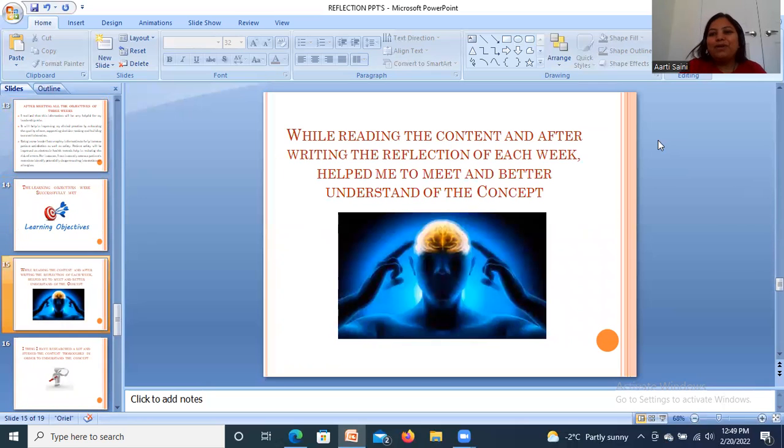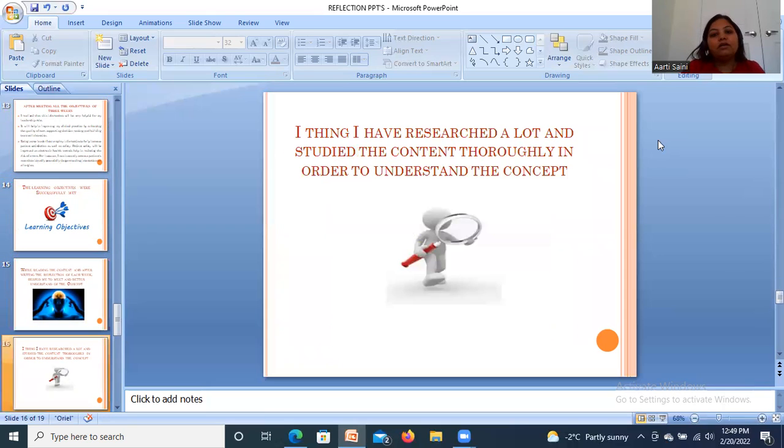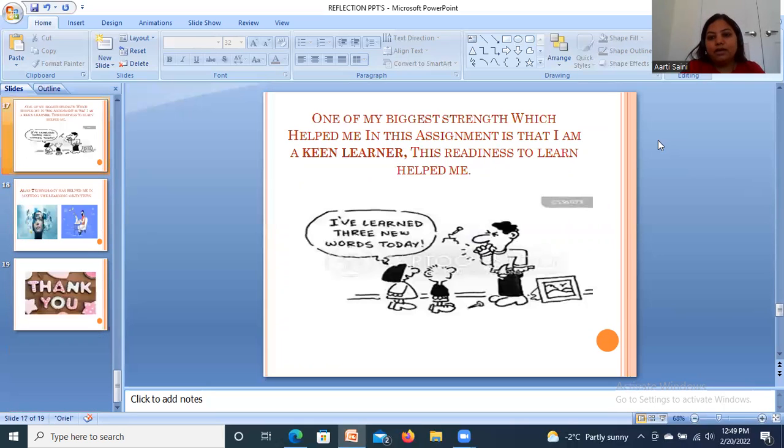So I think all my learning objectives were met, and while reading the content, I understood the concepts, and I think my research and my learning, as I'm a keen learner, helped me in achieving all the objectives.